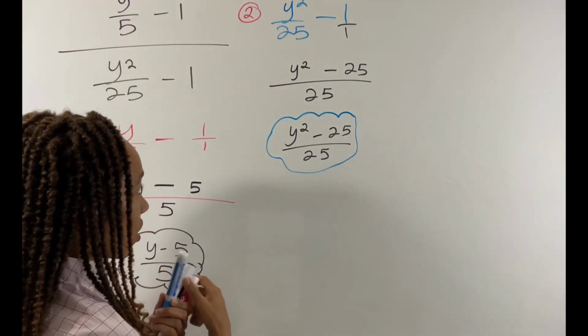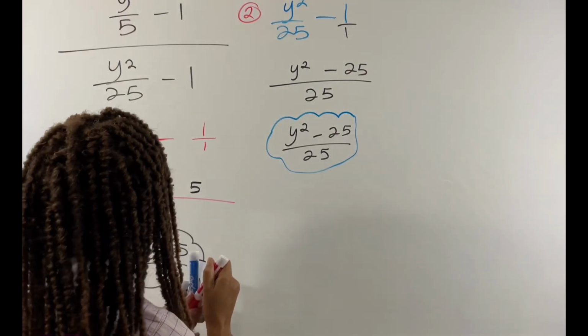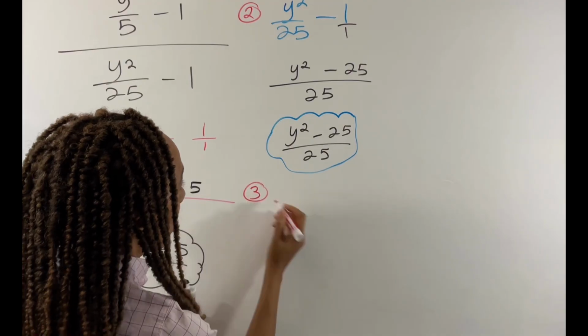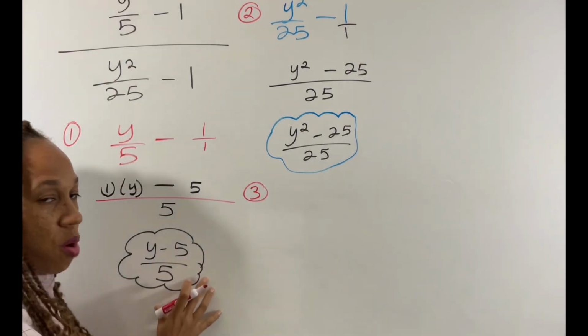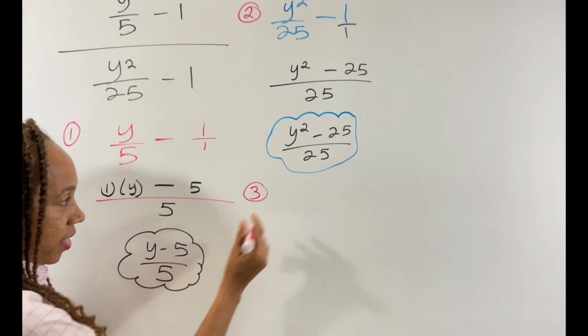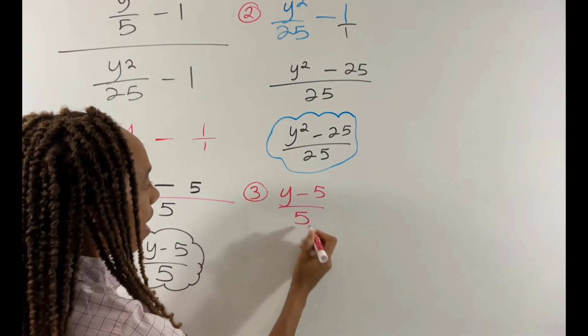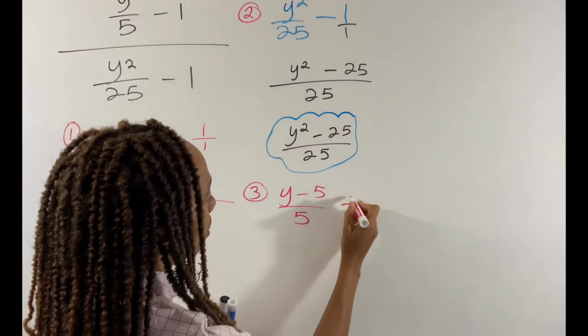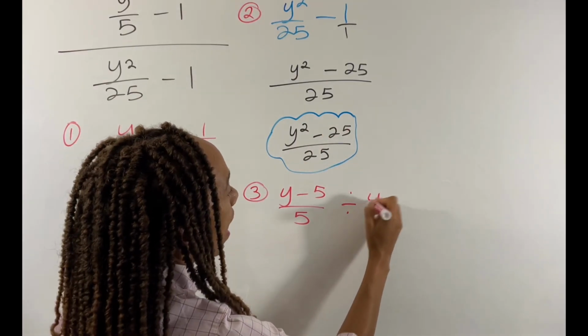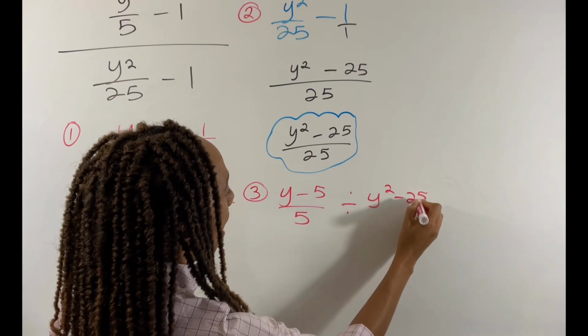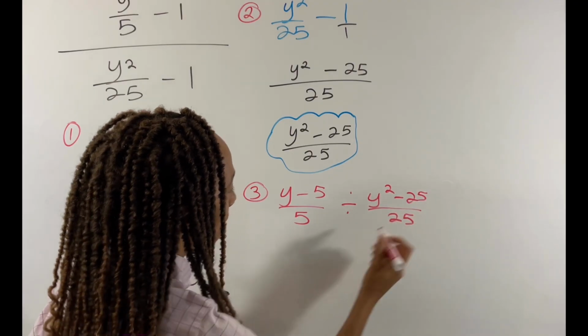So this third step now is that we are going to divide these. So we are going to take what we got for the answer for this first step, which is y minus 5 divided by 5. And then we are going to divide it by y to the second power minus 25 over 25.